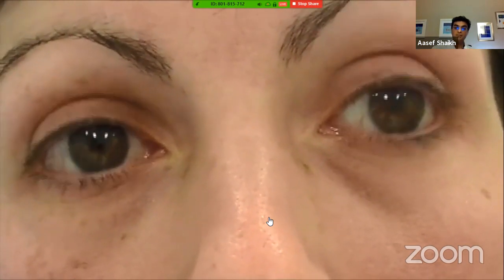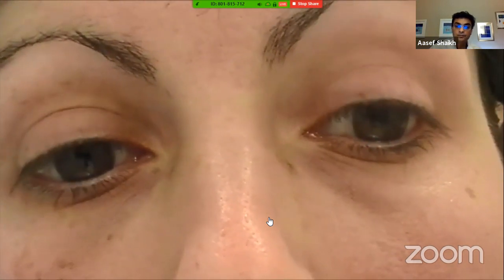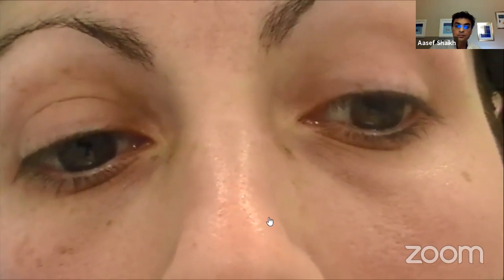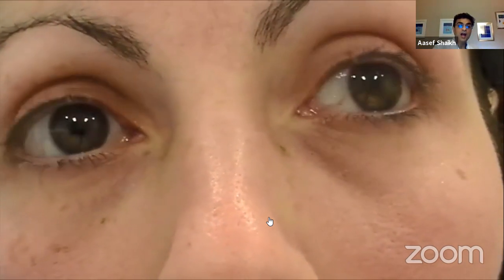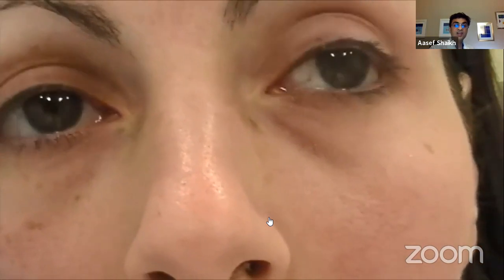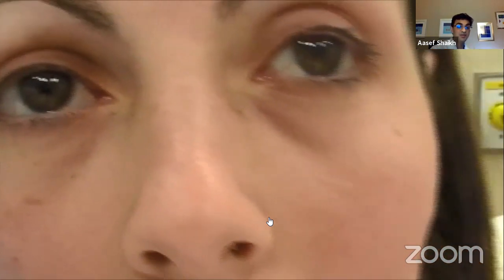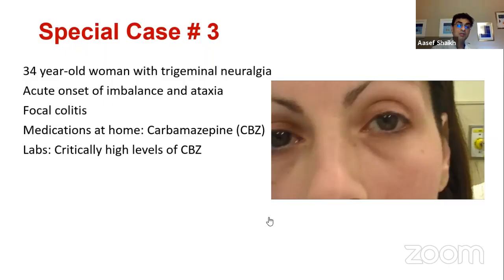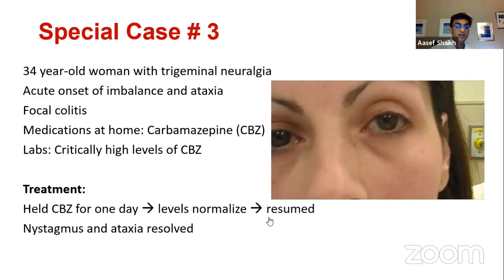Look down. Look up. I mean, look straight. So she had a downbeat nystagmus. Look at the camera. And she had critically high levels of carbamazepine. So in other words, she had carbamazepine toxicity. And basically, once the carbamazepine level normalized, her nystagmus and ataxia both improved.